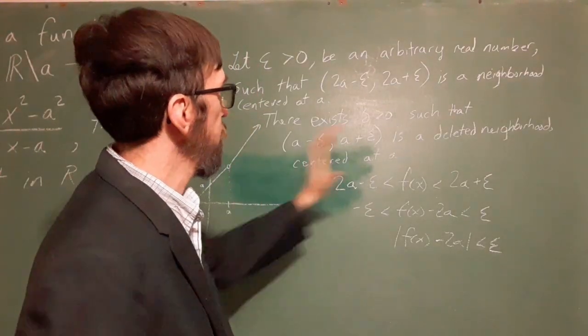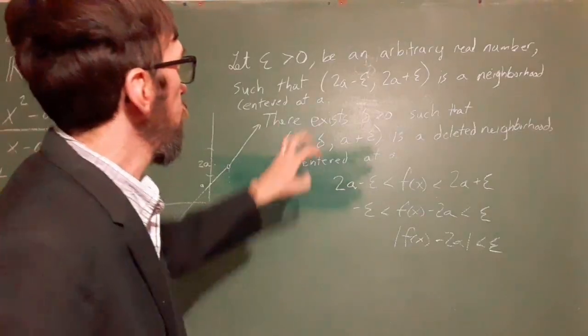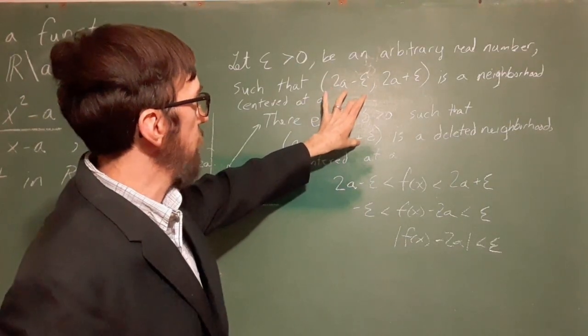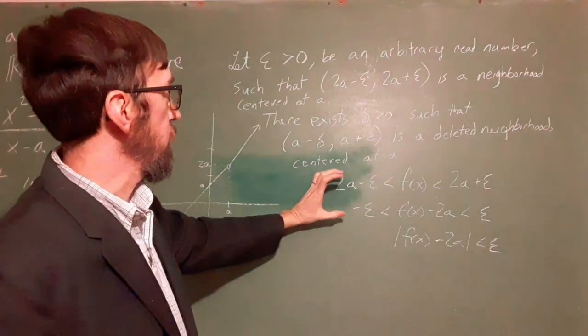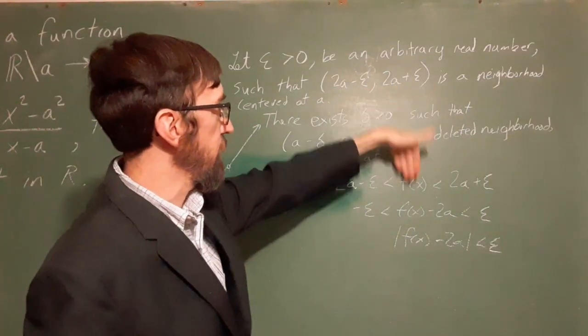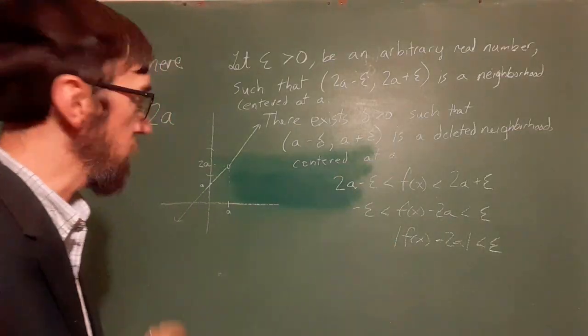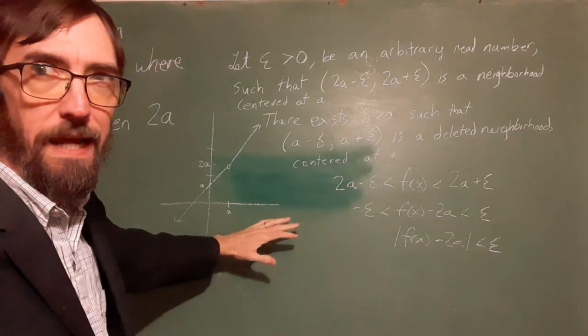We're going to go through and do the same type of argument with our delta here, our delta neighborhood. We rewrite this as an inequality, but in the center, instead of being f of x, it's just going to be x because this is happening on the x-axis.